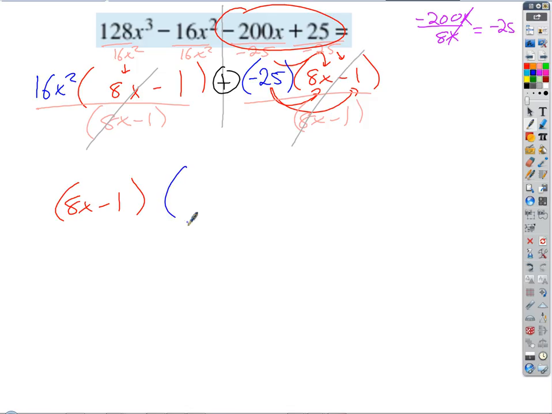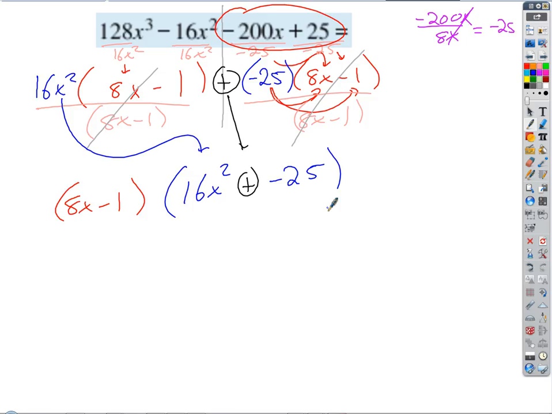What's going to be the leftover from this group over here? 16x squared. Okay, plus, what's the leftover from this group? If I divided away that 8x minus 1, what's left behind? Negative 25, good. And so there we go, right? We got it down to something much easier. We took this big ugly polynomial and broke it apart into a product of two smaller ones. So this blue one we could more simply write as just 16x squared minus 25.